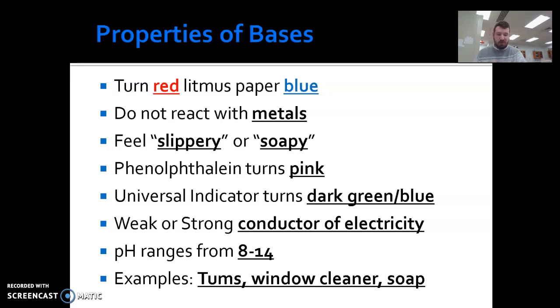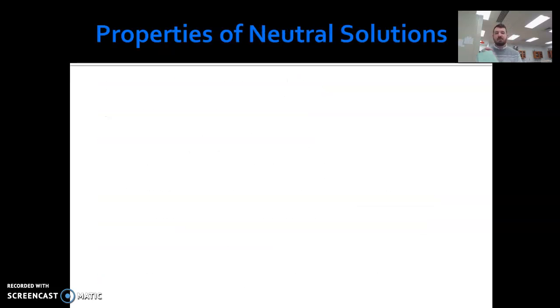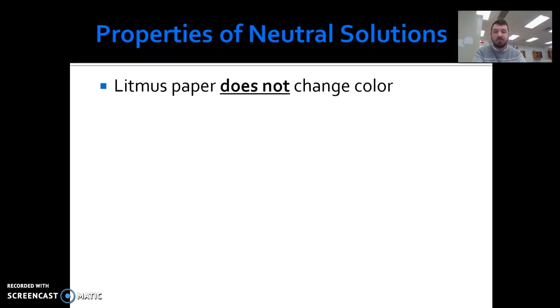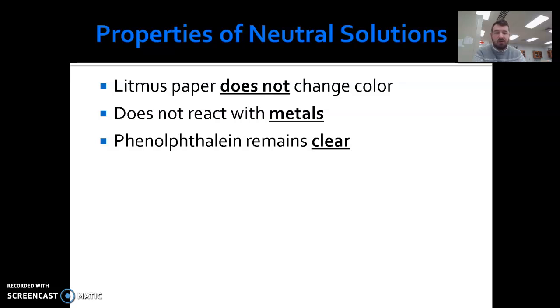All right, so that should wrap up page 33. Let's wrap up page 34. So, neutral solutions. For neutral solutions, the litmus paper does not change color. They do not react with metals. Phenolphthalein will remain clear, just like with acids.